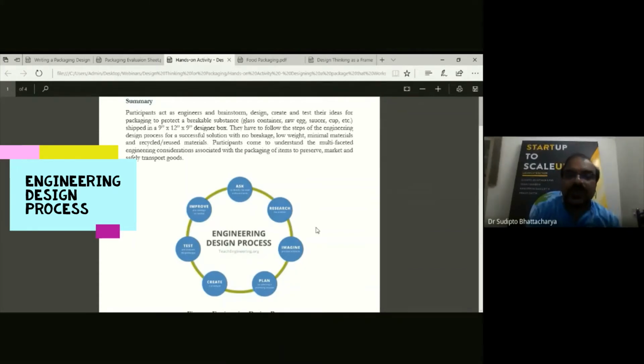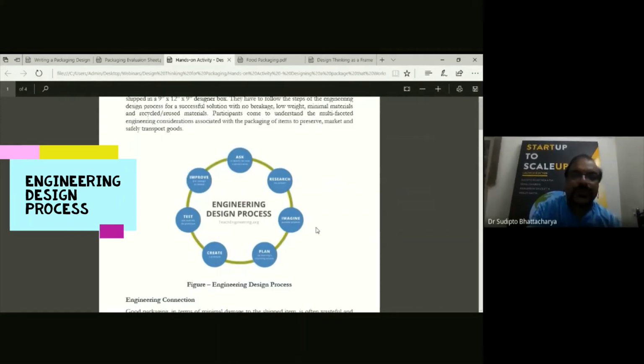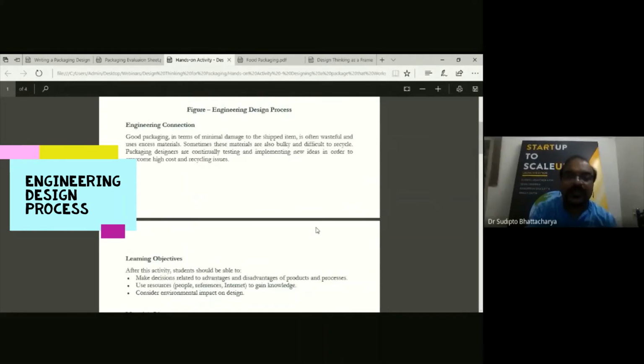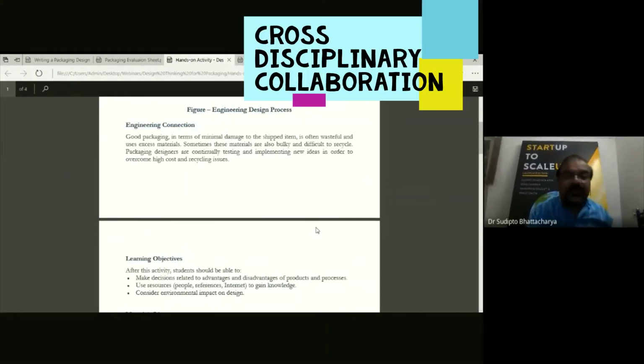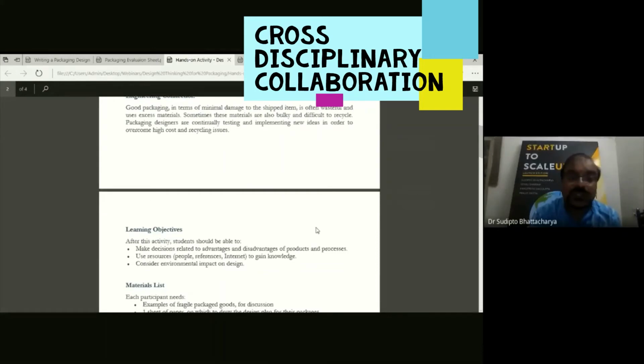It might be a glass container, a raw egg, or a saucer, or a cup, and this has to be shipped. So there will be certain engineering connections, and please do understand that whenever you are doing it, you are doing something which is very interdisciplinary in approach. So it's not only the designing which you are doing, you are along with that doing something which is cross-disciplinary. You are talking about 5 things basically.